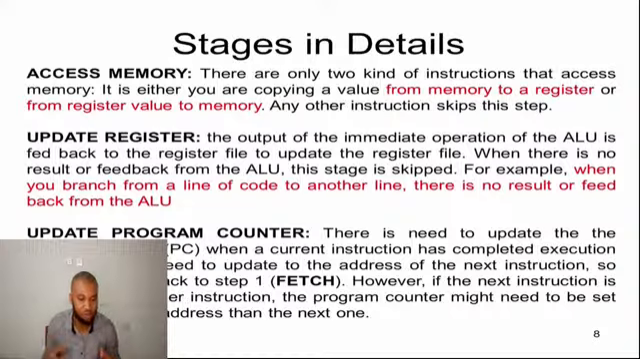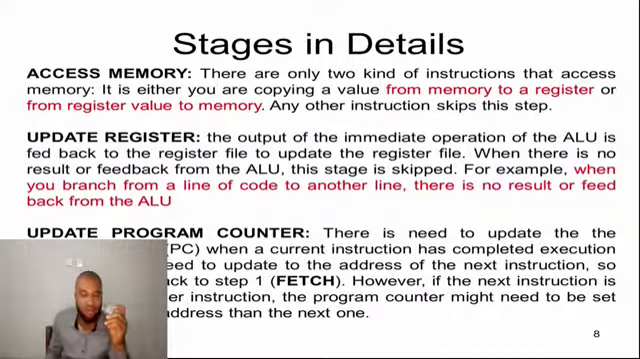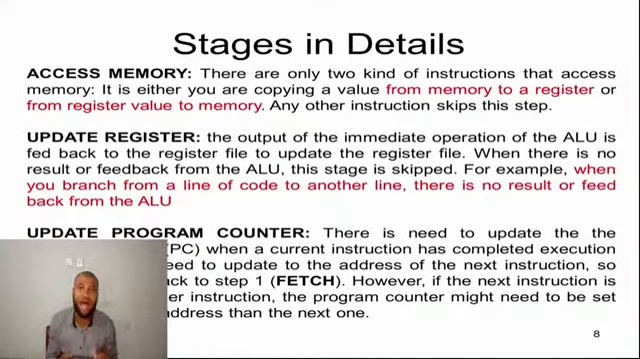So there are only two kinds of instruction that access memory, and those instructions apply when you are moving from memory into another memory, which is called the register. When you are moving from memory to register, or from this register to a memory, this is when the access memory stage of the CPU takes place, because there's always a communication between the CPU and memory.